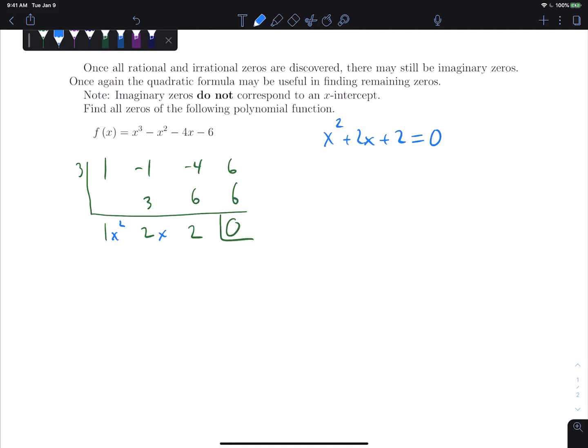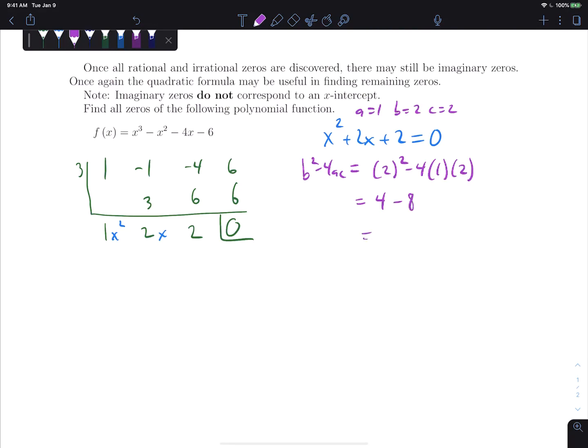Now we could try to factor this, but nothing multiplies to 2 that also adds to 2. So we're going to have to use the quadratic formula, which means we need the discriminant. Here a is 1, b is 2, and c is 2. So this is 2 squared minus 4 times 1 times 2. So it gives me 4 minus 8, and 4 minus 8 is negative 4. And notice that because this is negative, that's the reason we're going to get a non-real complex solution from this.